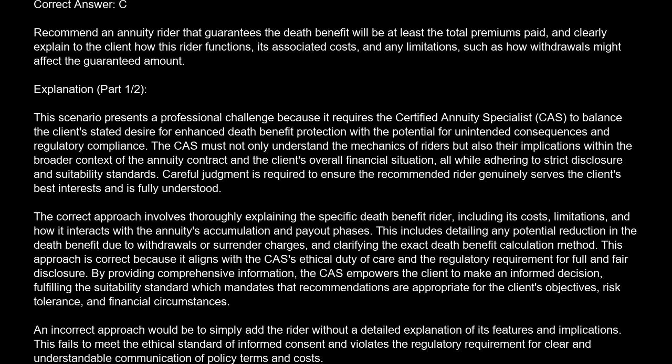By providing comprehensive information, the CAS empowers the client to make an informed decision, fulfilling the suitability standard which mandates that recommendations are appropriate for the client's objectives, risk tolerance, and financial circumstances. An incorrect approach would be to simply add the rider, without a detailed explanation of its features and implications. This fails to meet the ethical standard of informed consent and violates the regulatory requirement for clear and understandable communication of policy terms and costs.